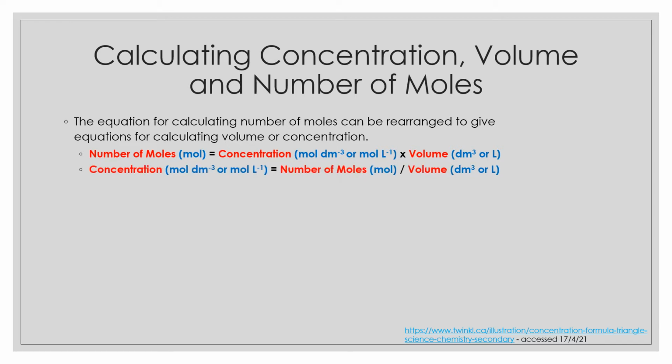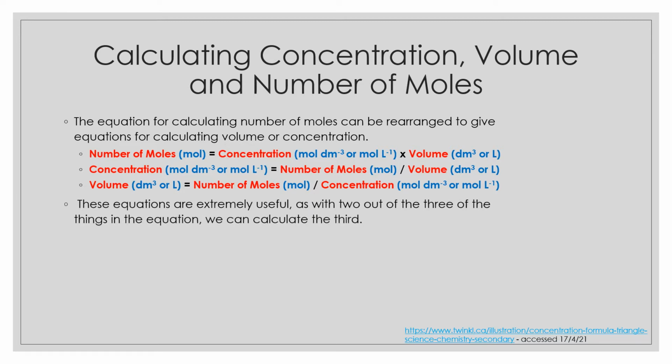The second version of this equation is that concentration is equal to the number of moles divided by volume. The third version of this equation is that volume is equal to the number of moles divided by concentration. Using these three equations, so long as we have 2 out of 3, we can calculate the third one, using one of the equations I've listed. So, for example, if we have the concentration and the volume, then by multiplying concentration by the volume, we can get the number of moles.